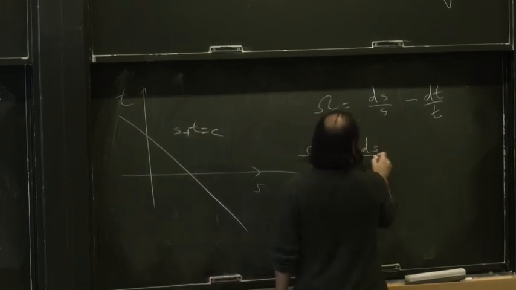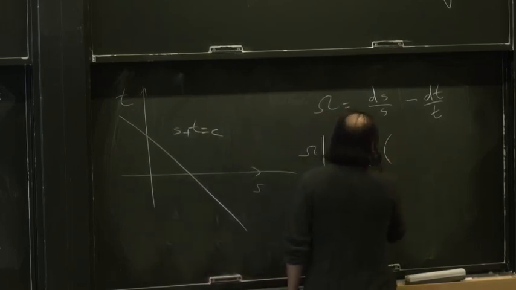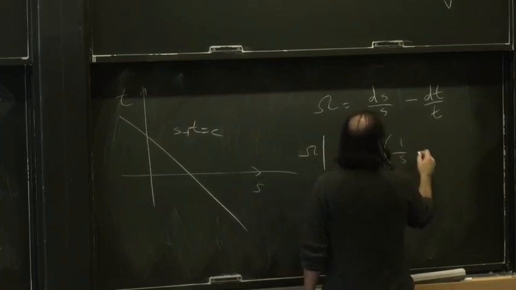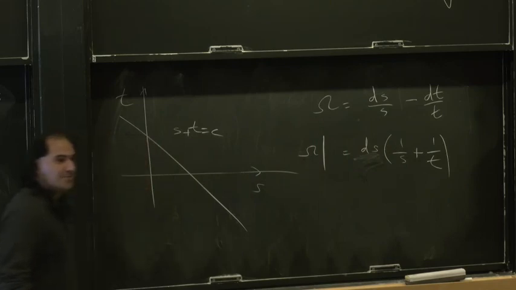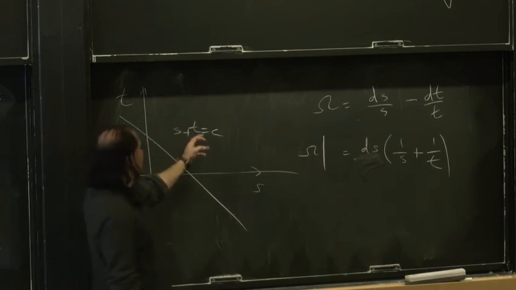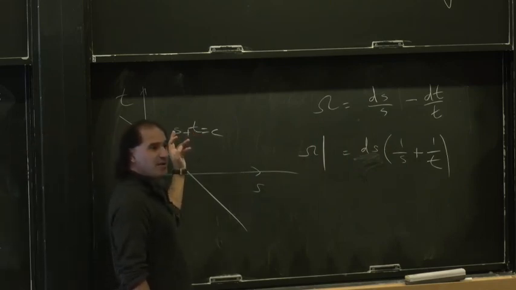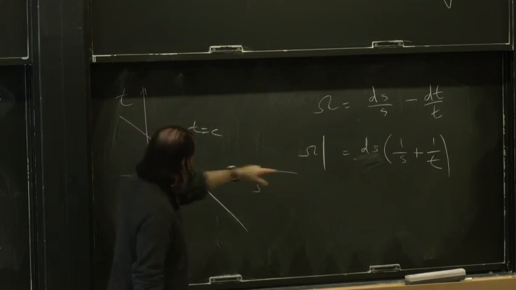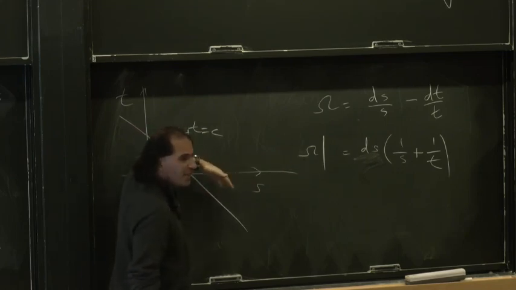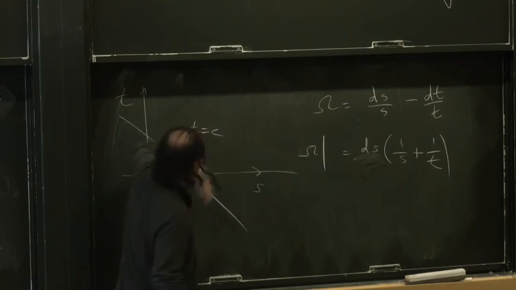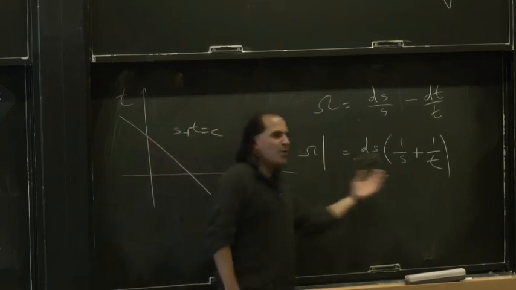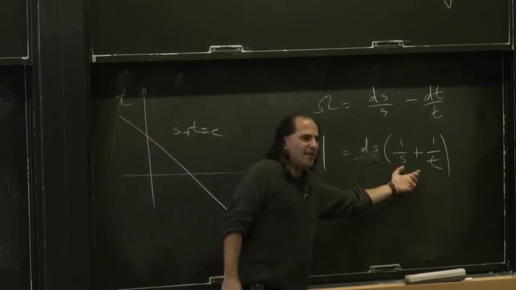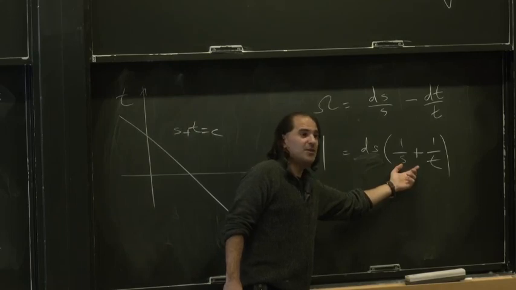Well, it becomes ds over s, ds times 1 over s plus 1 over t, because dt is negative ds on this subspace. Of course, t is equal to c minus s, but c can be anything, so long as it's in this, there's a whole family, I can move it around. So that's how we get the amplitude itself. The amplitude itself is obtained by pulling back to these subspaces.